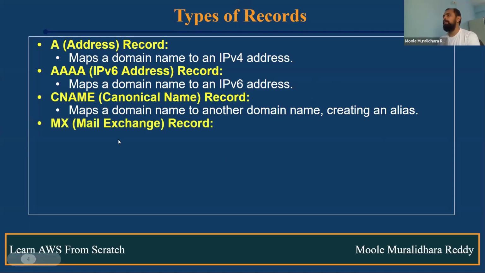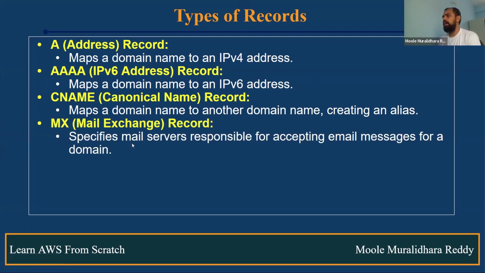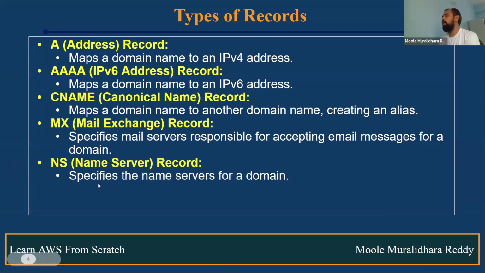And the next one, MX record. MX is nothing but the mail exchange record. Using this mail exchange record, you can specify the mail server responsible for accepting email messages for a domain. If you want to accept messages for a specific domain, you create an MX record, but only in very rare cases will you create it. And NS, this is one of the most important, the name servers record. Once you create the hosted zone, it will create the name servers. Those name servers you have to update at the domain level, to specify the name servers for a domain.